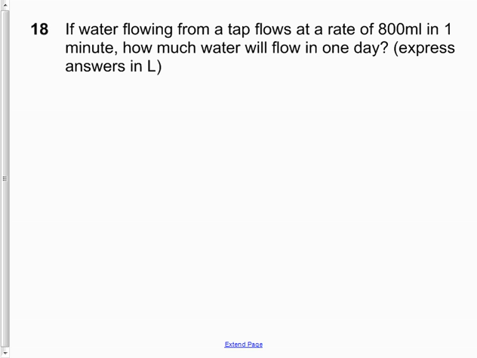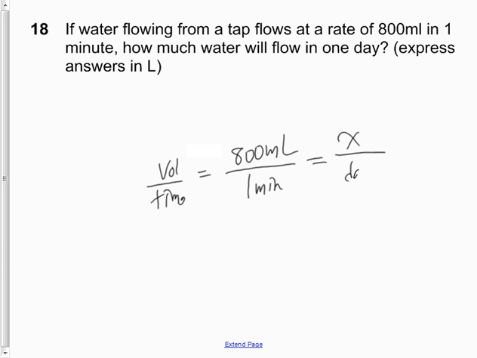And the last question, question 18, says if water flowing from a tap flows at a rate of 800 milliliters in 1 minute, how much water will flow in 1 day? So, volume to time. 800 milliliters in 1 minute equals how many milliliters per day? So the question is, how many minutes are in a day? How many minutes in an hour?